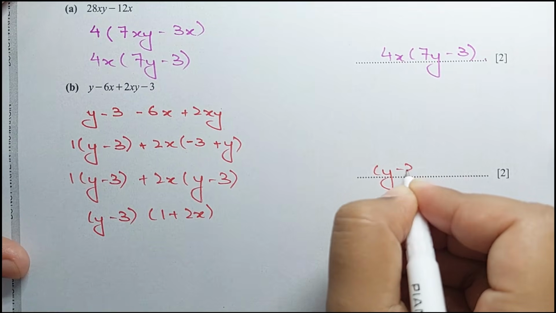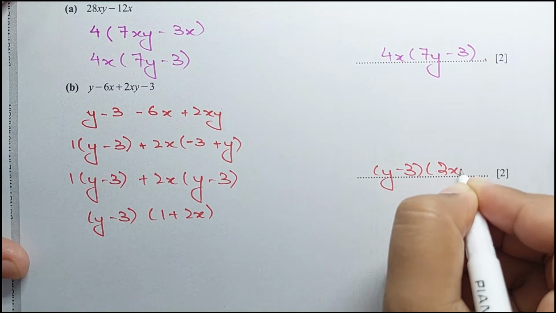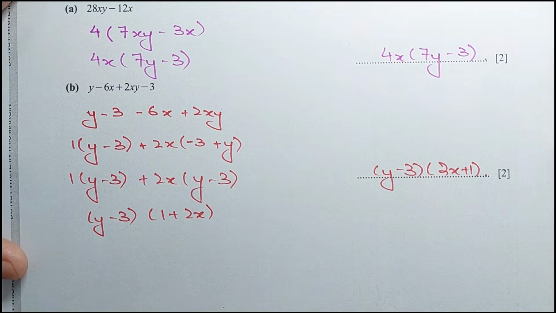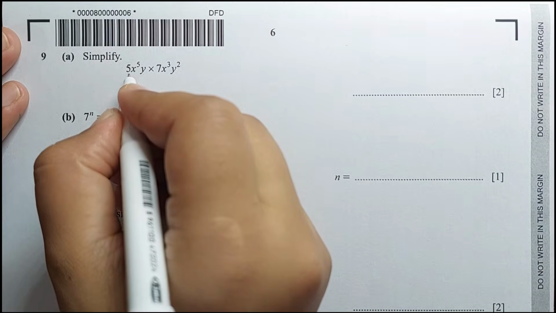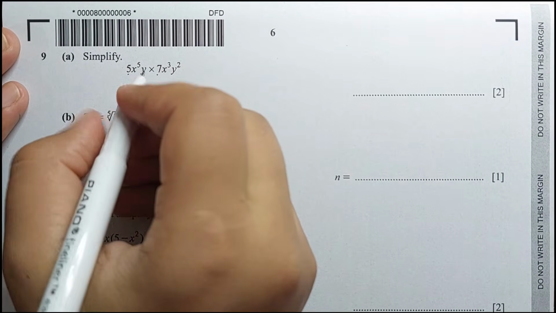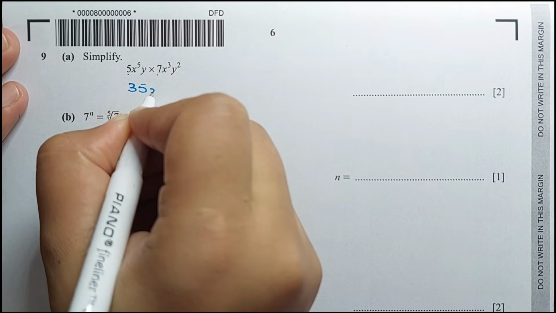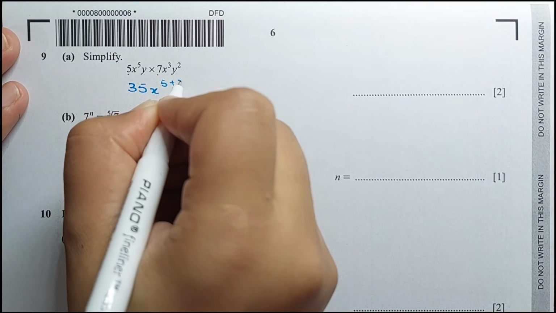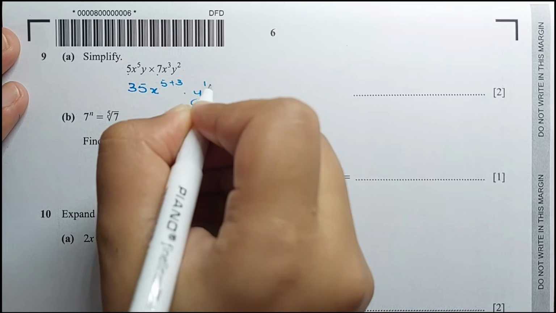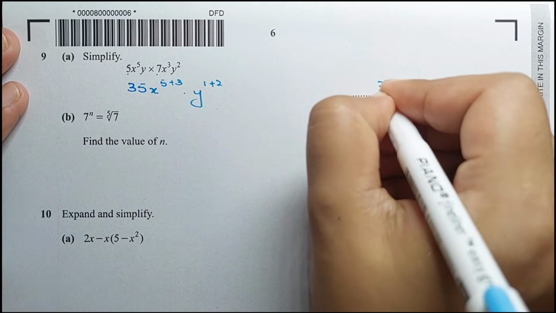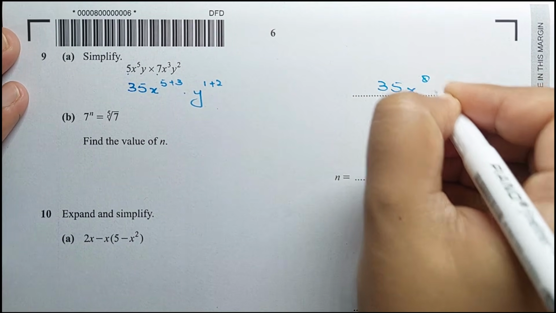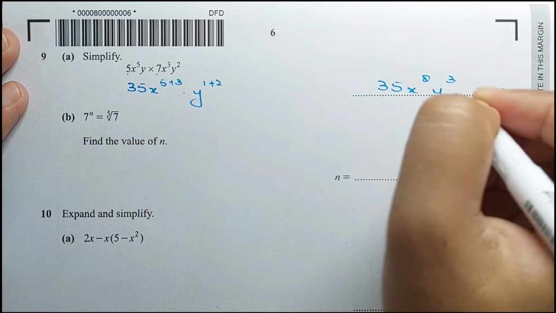So y minus 3 and 2x plus 1, or 1 plus 2x. Question number 9, part A, we need to simplify. 5 times 7 is 35. X to the power 5 and x to the power 3, x to the power 5 plus 3, and y to the power 1 and y to the power 2. That is 35 x to the power 8 y to the power 3.